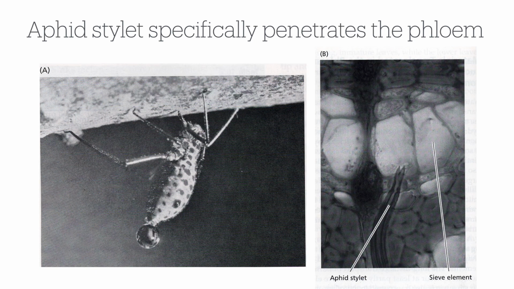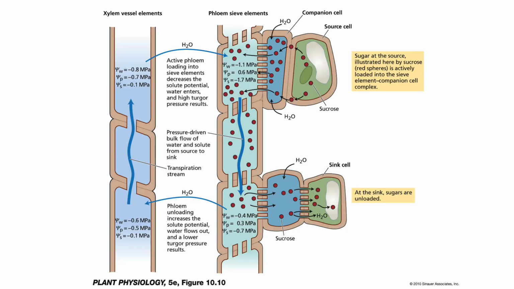Okay, so let's look at a model to see how this occurs. In this model, on the left-hand side, we have some xylem vessel elements forming the xylem in, let's say, a stem. And on the right-hand side, we have the phloem sieve elements forming a phloem tube system for movement of sugars. And in between, there might be some adjacent parenchyma cells, like the xylem parenchyma or the phloem parenchyma, in which transfer of water can occur.